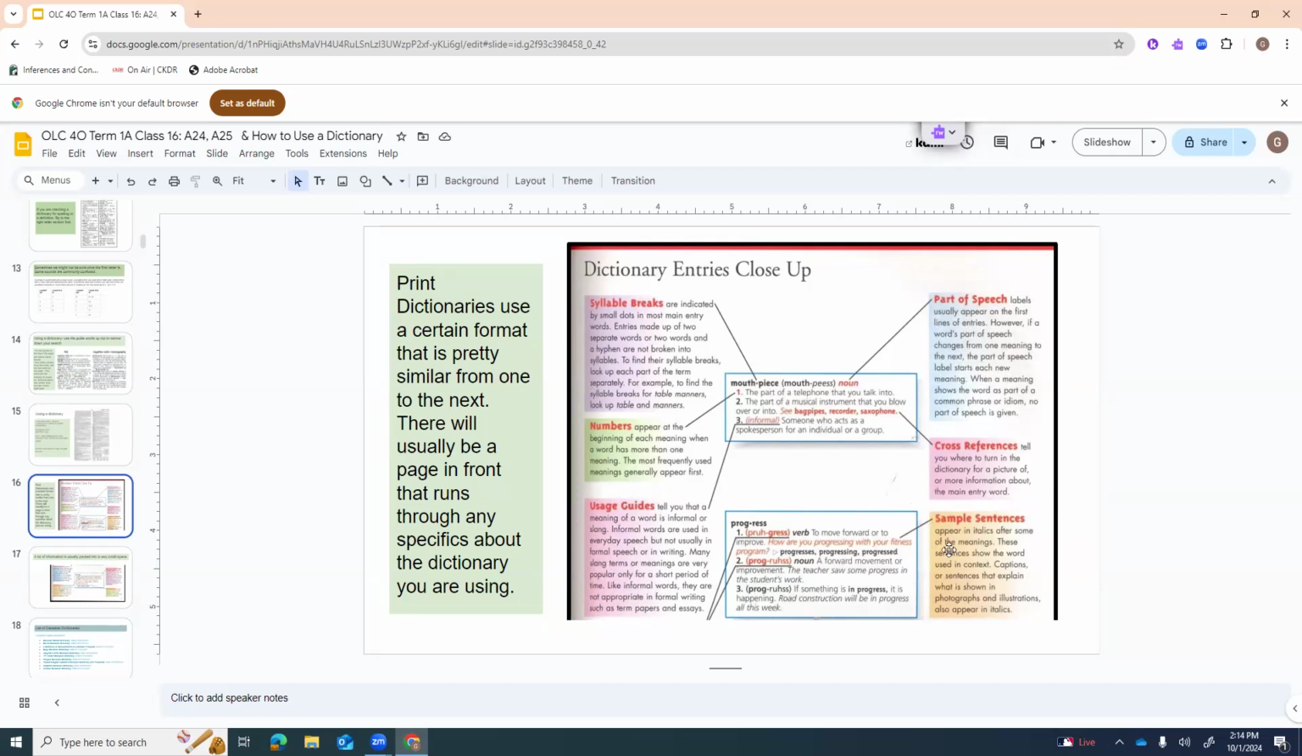Sample sentences, that's pretty common, so you can see how it looks. Progress, how are you progressing with your fitness program? Usage, that might tell you things like it's informal or it's slang, or derogatory would mean like it's an insult, or archaic would mean it's really old. So that might be there, not for every single word, but for a lot of words. Those numbers just mean the number of definitions, and that's kind of it on that page.